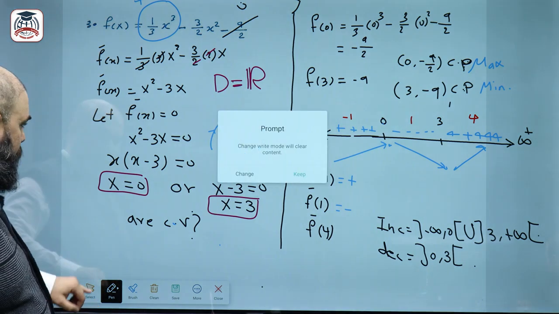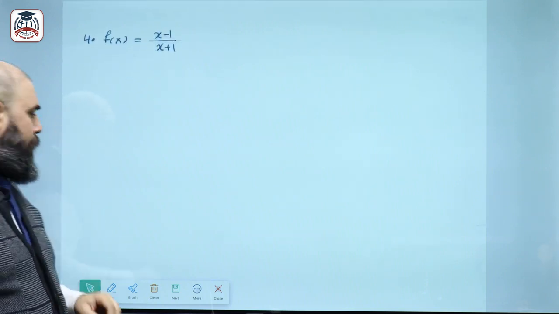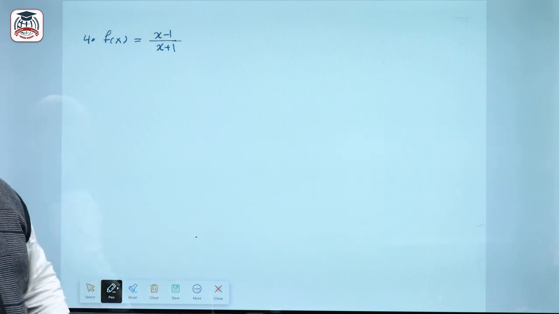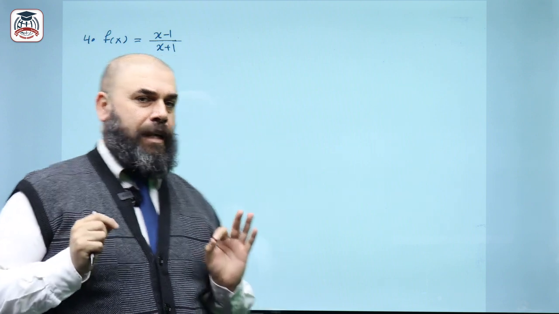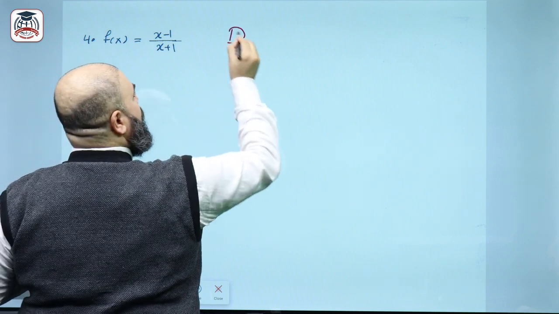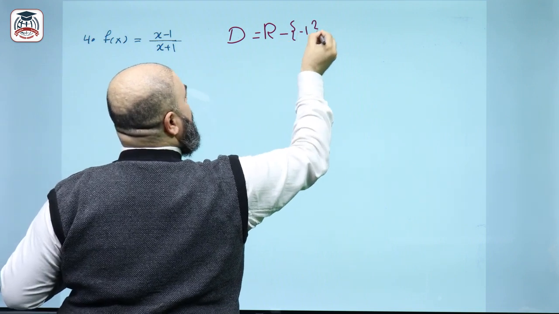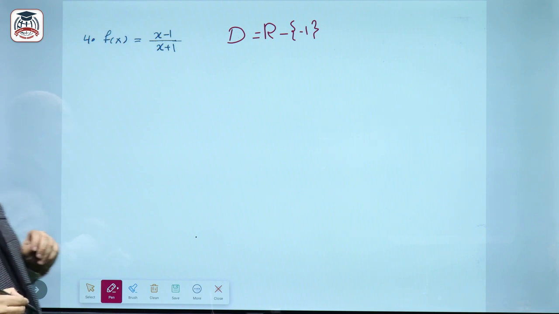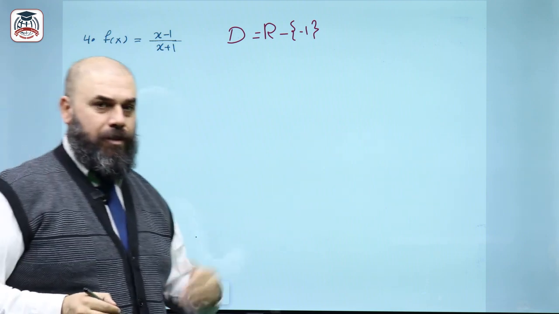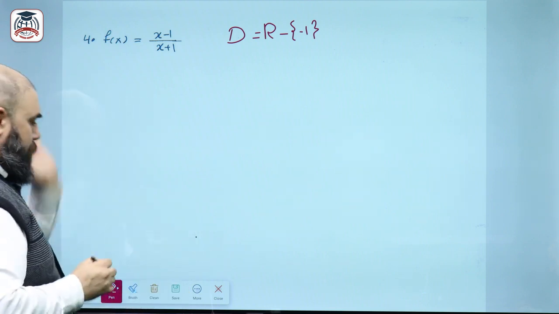Let's go to another example. We have a fraction. For a fraction, it's necessary to find the domain of the function. The domain of this function is all real numbers besides -1. Then x equal to -1 is not a critical value because it doesn't belong to the domain. Now find the f prime of x.